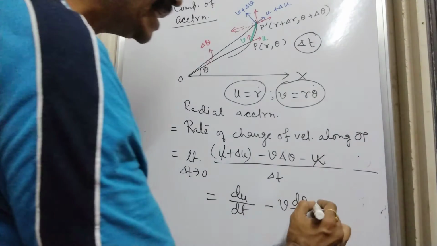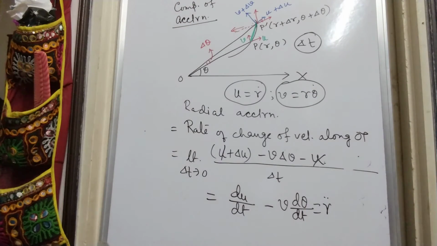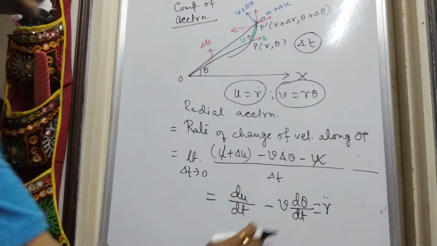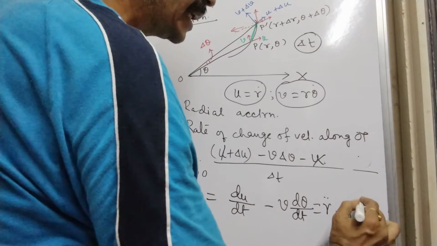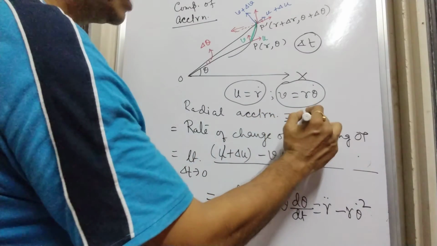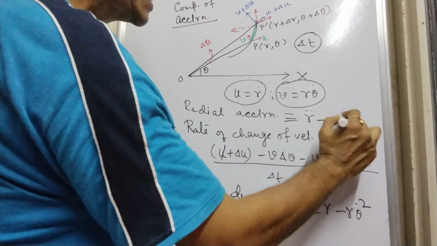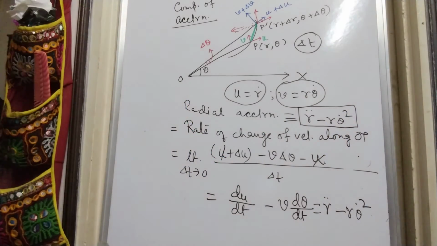So what will be du dt? It will be r double dot, isn't it so? d2r dt2. And what will be v theta dot? V is nothing but r theta dot. So r theta dot into theta dot becomes r theta dot square. So radial acceleration is nothing but r double dot minus r theta dot square. That is the expression of radial acceleration.